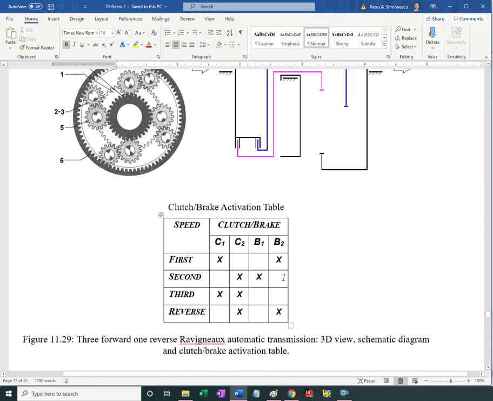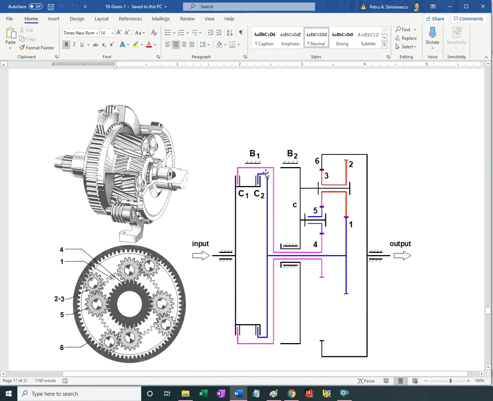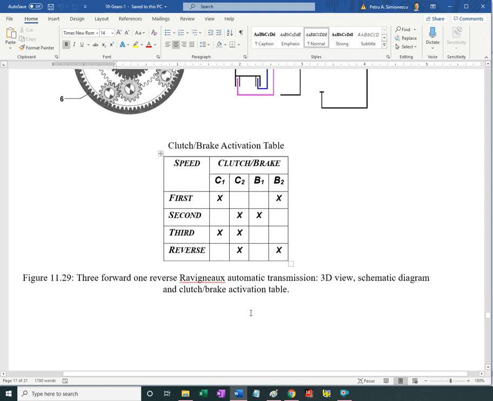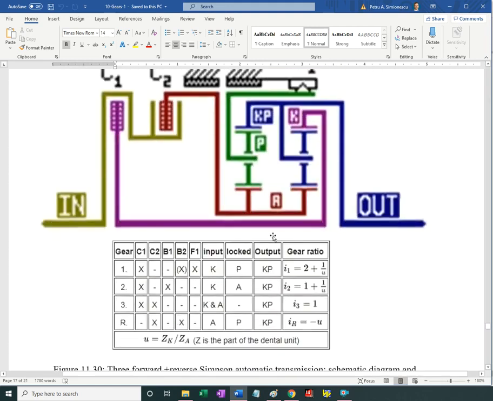And for reverse, I have C2 engaged and B2 engaged. So with C2 engaged, and with B2 engaged again, the carrier becomes fixed, and the transmission ratio now is going to be negative N2 over N1 times positive N6 over N3. So negative and positive becomes negative, and this is how reverse is achieved. Okay. There are many other examples.